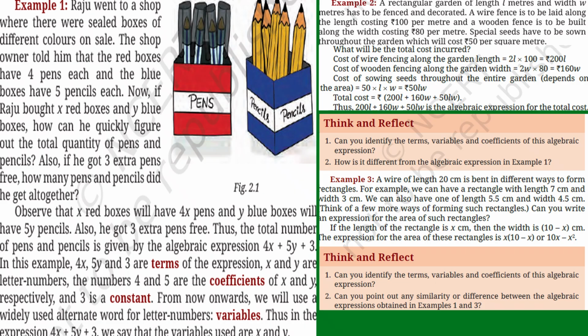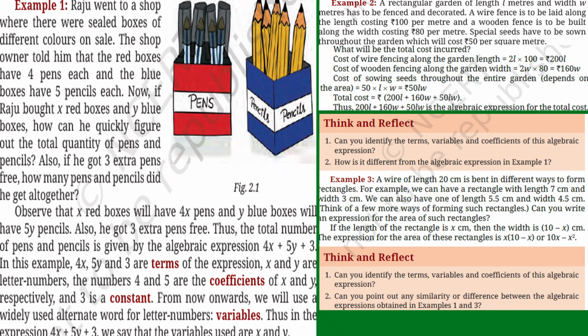We know that each of the red boxes has 4 pens. We have x number of boxes. So the total number of pens that are found only in the red boxes will be equal to 4x. Similarly, for y blue boxes. So how many blue boxes do we have? We have y number of blue boxes. And how many pencils do we have in each box? We have 5 pencils in each blue box. So how many pencils do we have only in the blue boxes? We have 5y pencils.